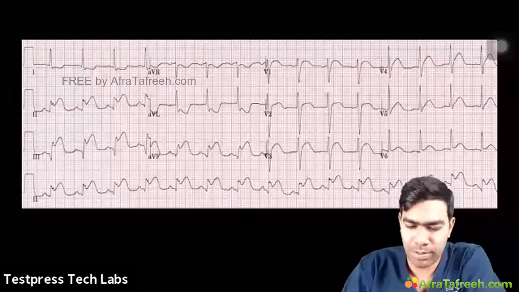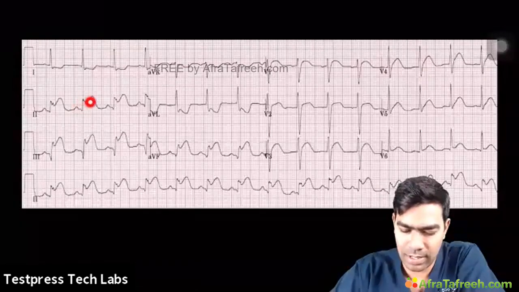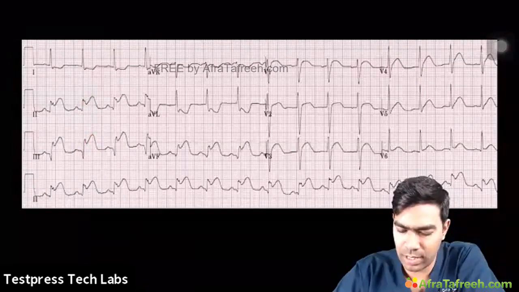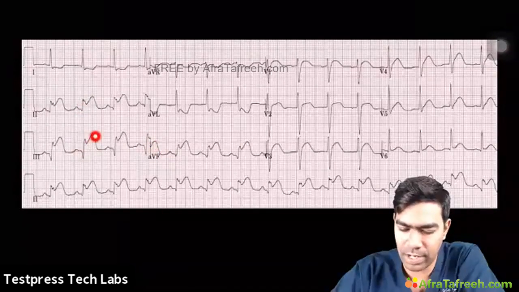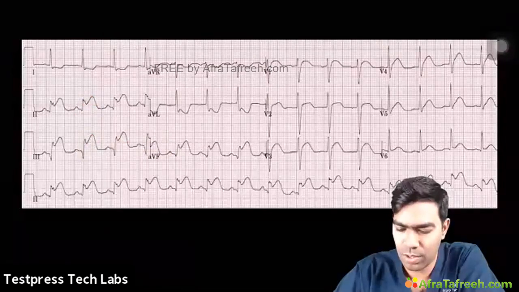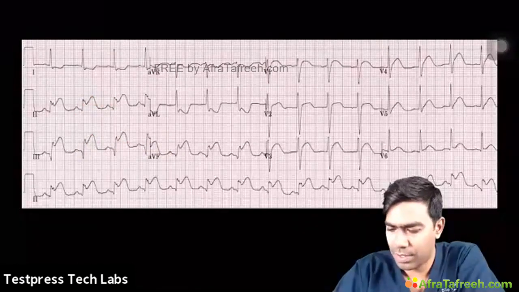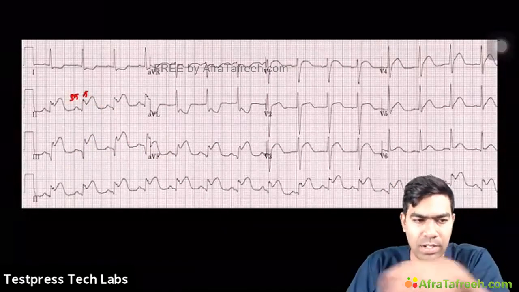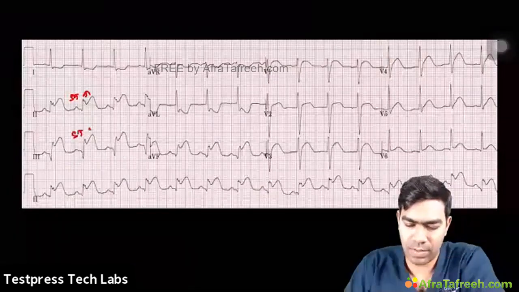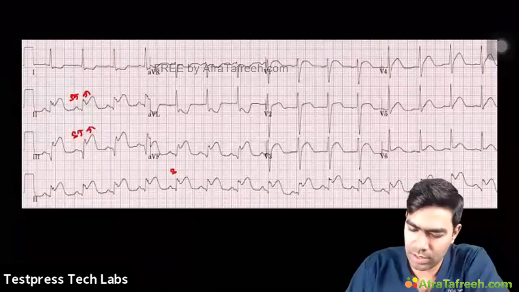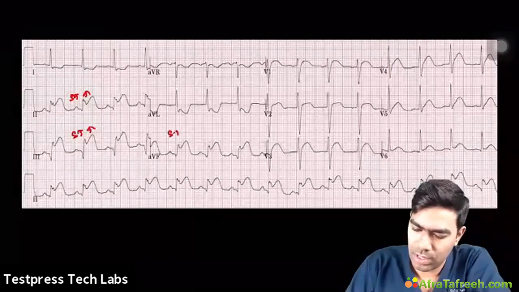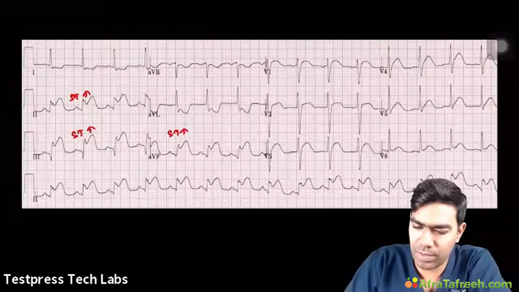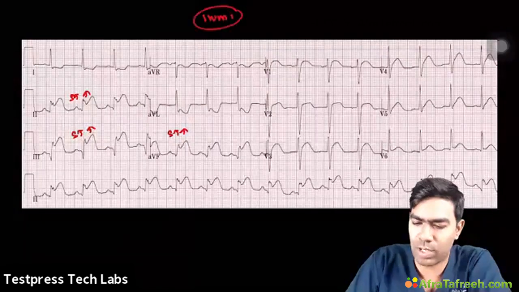Yes, it's quite simple. You are seeing ST elevation in 2, 3, and AVF. This is the principal site of ST elevation here. Let me show ST elevation here, ST elevation here, and ST elevation here in AVF. So definitely there is some inferior MI going on. There's no doubt about that.